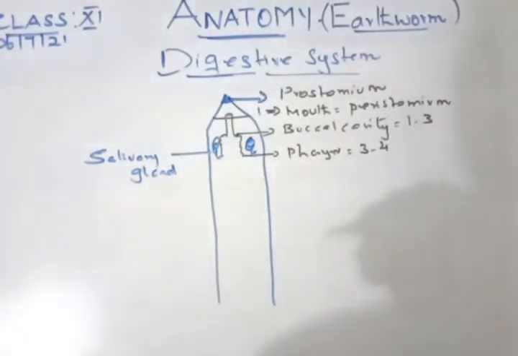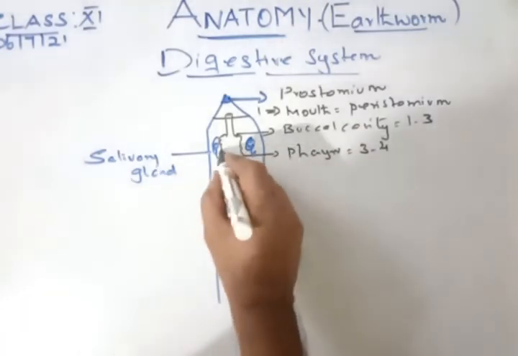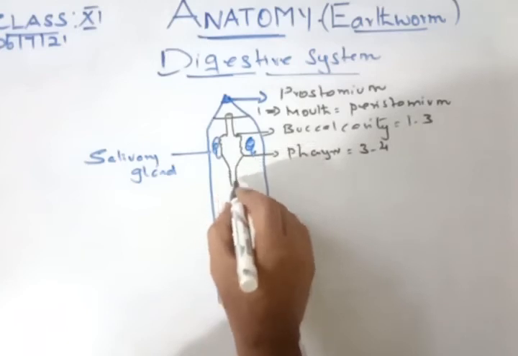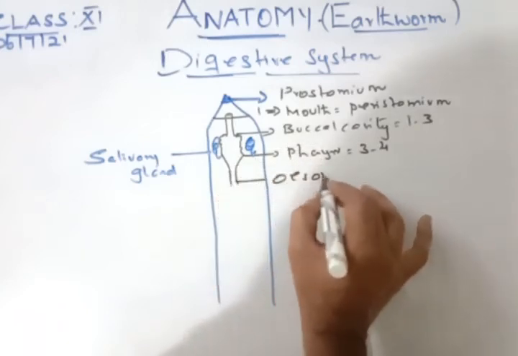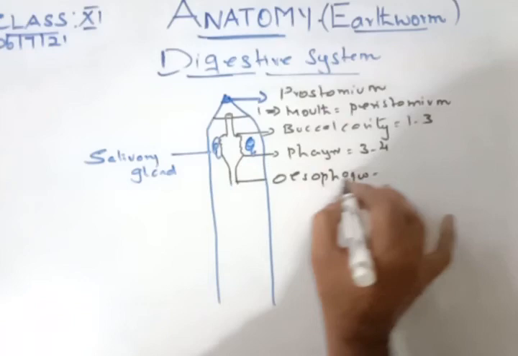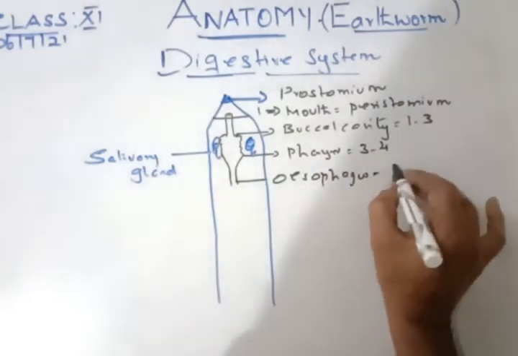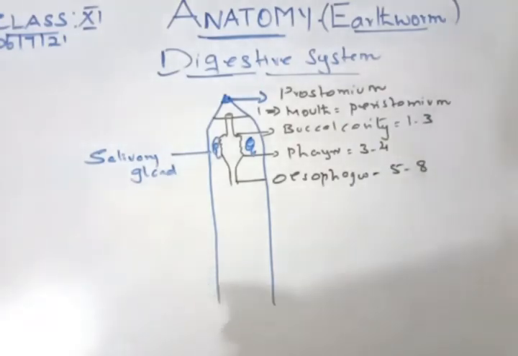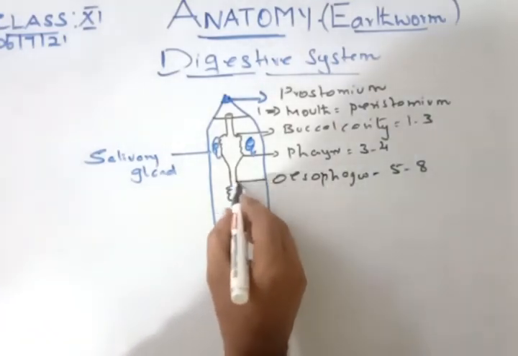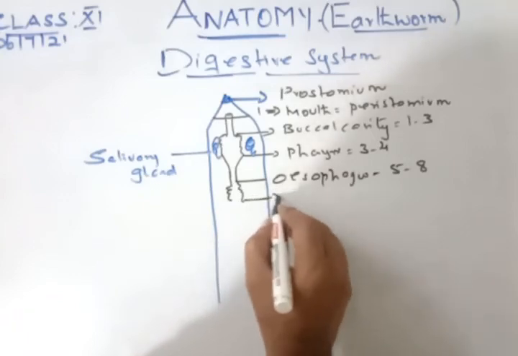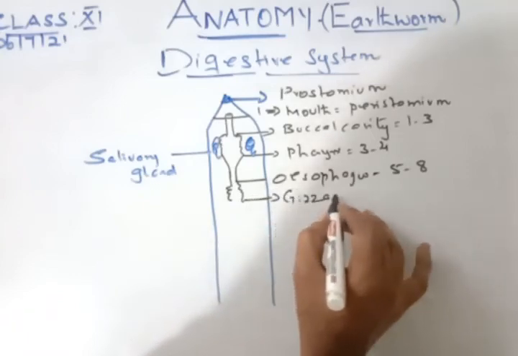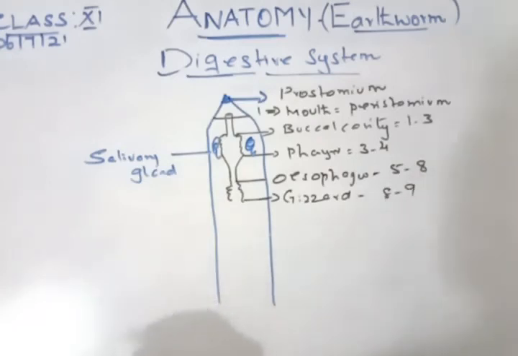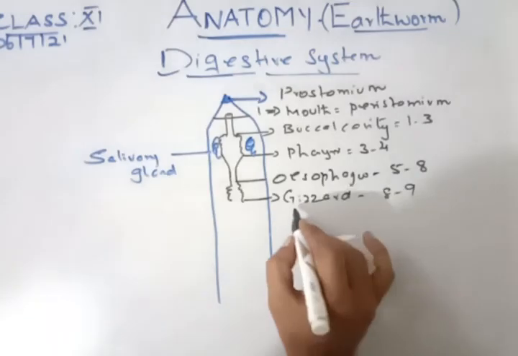And then we got another structure that goes in deep like this. So now we got the structure, and this structure is called the esophagus, and the esophagus starts from 5th segment to 8th segment. In the board we got only 5th segment. And then we got another structure like this, and this structure is called the gizzard, and the gizzard is from 8th segment to 9th segment, highly muscularized, where grinding is taking place.